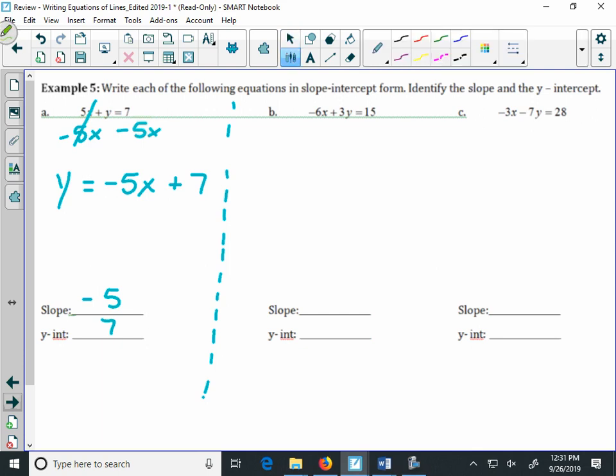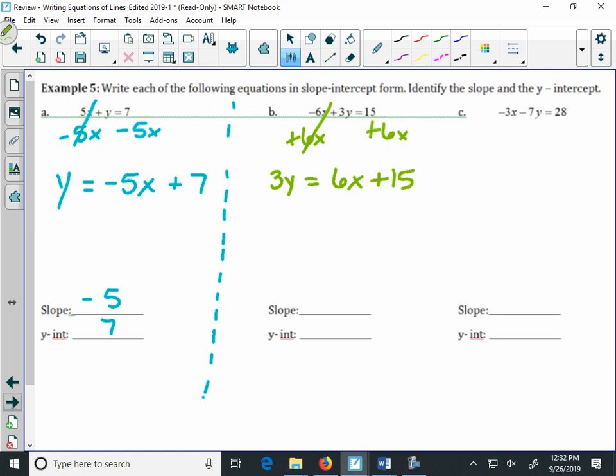Again, we need to get y by itself. What do we need to do first to get y by itself? Add what? Add the 6x to both sides. Move the x over first. That cancels. I'm left with 3y equals. My positive 6x is going to go first, and tack on my positive 15.